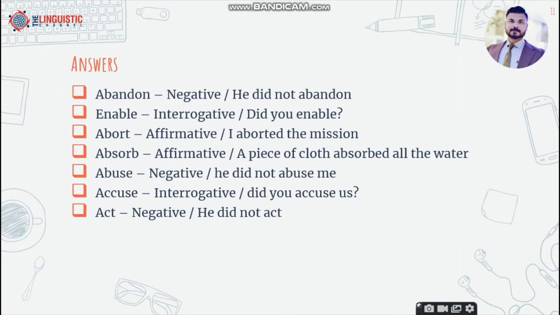Abandon, which means to stop doing something, is going to be he did not abandon, right? देखें, हमने did लगाया तो हमने abandon की first form use की. अगर हम negative नहीं बना रहे होते, हम इसका affirmative बनाते, जैसे कि भाई he abandoned smoking, तो यहाँ पे हम verb की second form लगाते हैं. Enable, you see, did you enable? Abort, I aborted the mission. You see, यहाँ पे हमने abort की second form लगा दी. You can check your answers. Perfect. Let's move ahead.